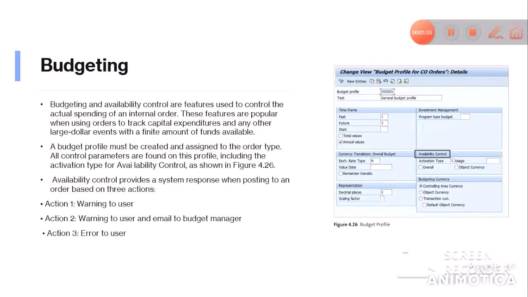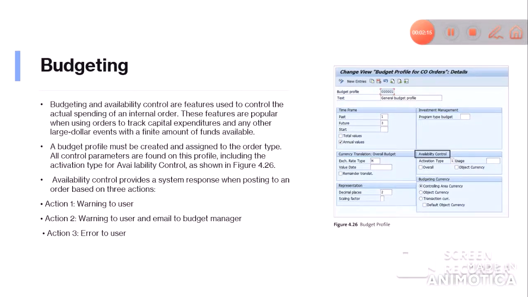So budgeting and availability control are features used to control the actual spending of an internal order. These features are popular when using orders to track capital expenditures and any other large dollar events with a finite amount of funds available. A budget profile must be created and assigned to the order type. All control parameters are found in this profile, including the activation type for availability control, as shown in this figure.